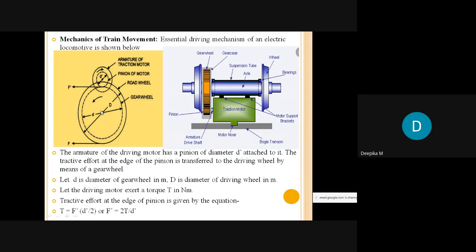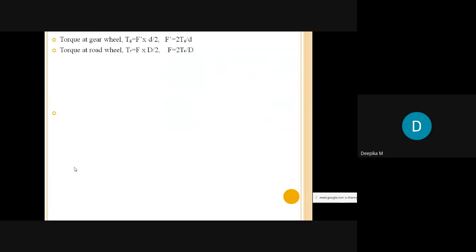And if I want to know the tractive effort or torque at the road wheel, then this will be the road wheel. Here the capital letter F will be the tractive effort. So the torque at the road wheel is nothing but capital letter D by 2 into F. Okay, so this is the torque at the gear wheel and the torque at the road wheel. Hence I have also written the tractive effort at the road wheel as well as at the edge of the pinion.